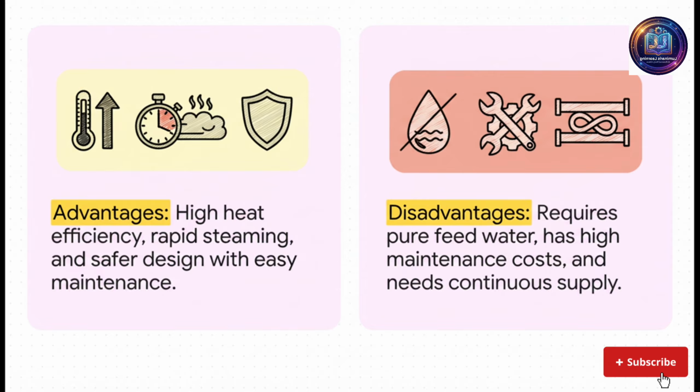Plus, and this is a big one, it's a much safer design. If a tube fails, the damage is contained, which prevents the kind of catastrophic explosion that was possible with older boiler types. But what's the trade-off for all that performance? Well, it's high maintenance. It demands extremely pure water, because any little impurity can build up as scale and cause a tube to overheat and burst. That means high costs for water treatment and cleaning, and it absolutely needs a continuous, reliable water supply.